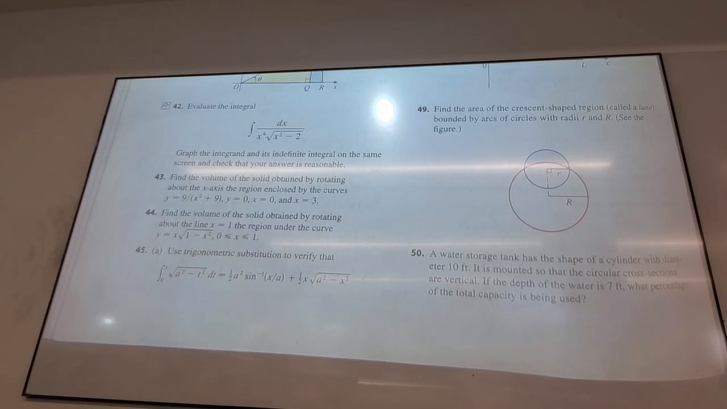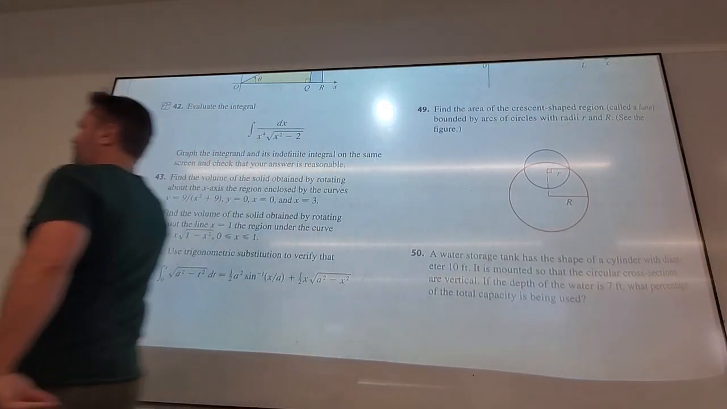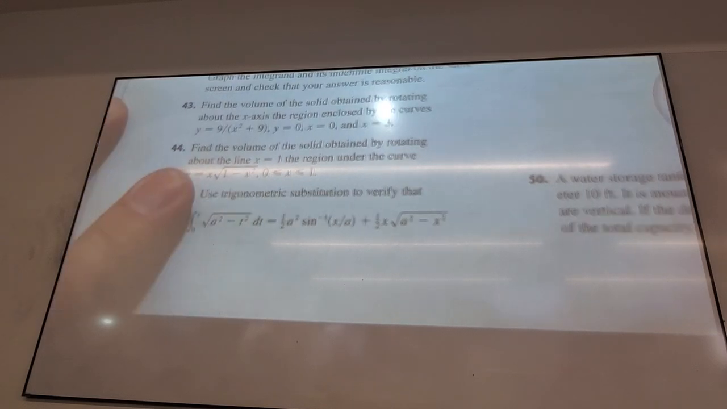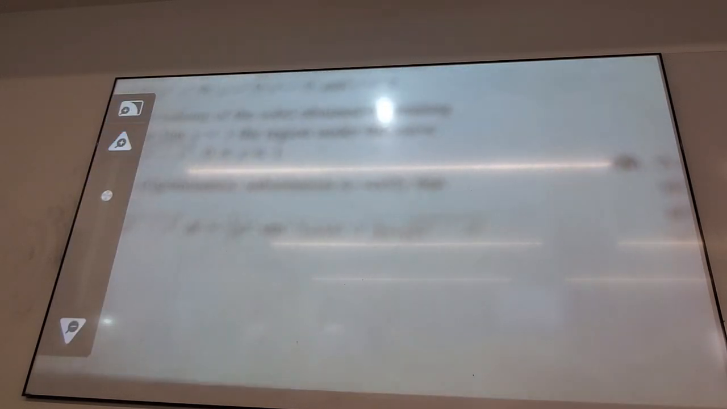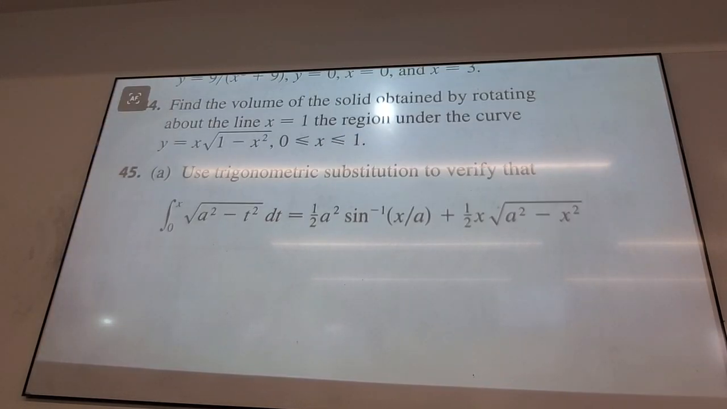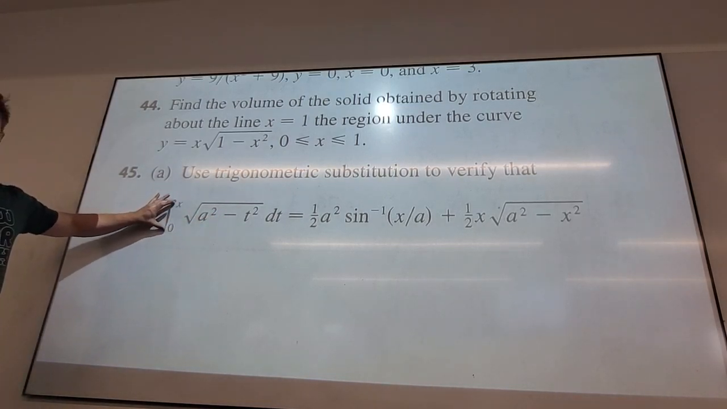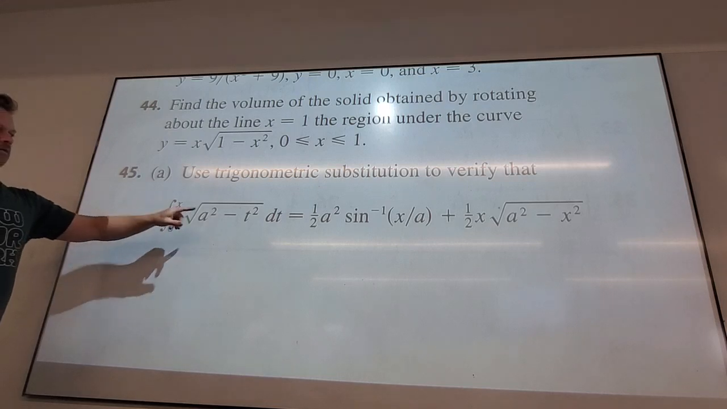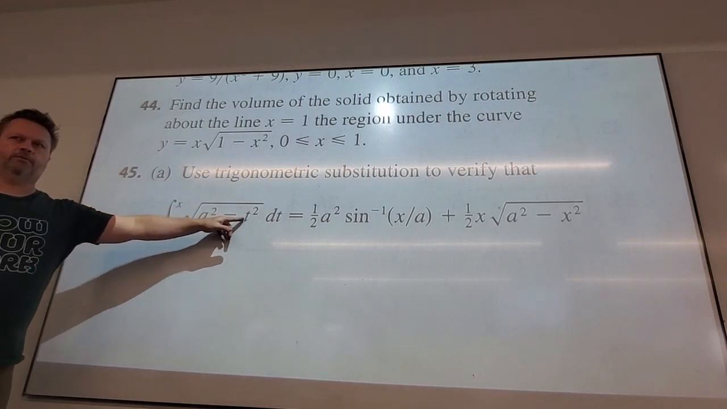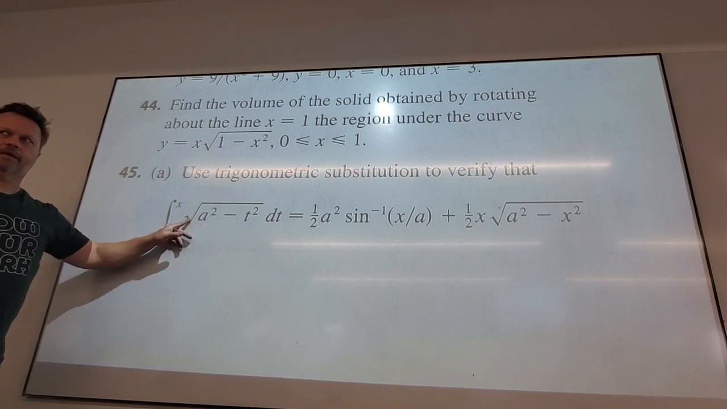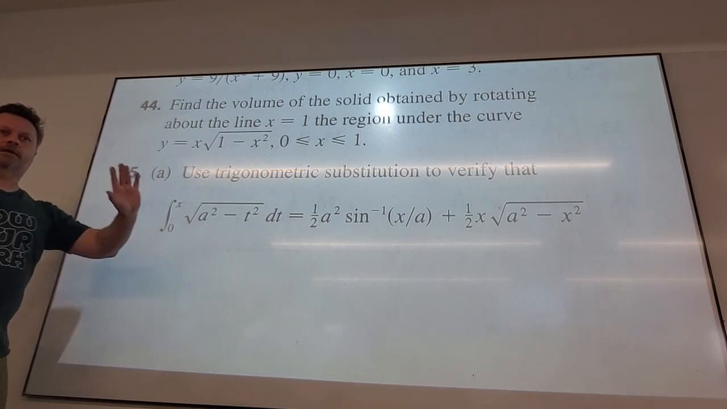So can somebody tell me, let me zoom in on this a little better. All right, focus. Okay, looking at this, notice it is definite. What trig sub would I use? Well, what's my variable first off? T. So what's A? We're assuming it's a constant. I love it. Okay, cool.